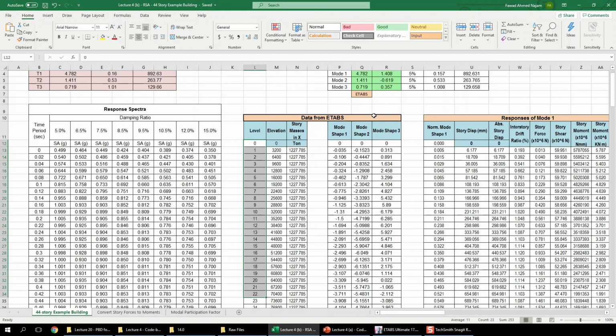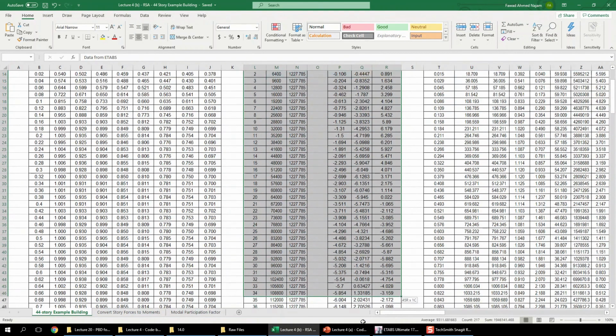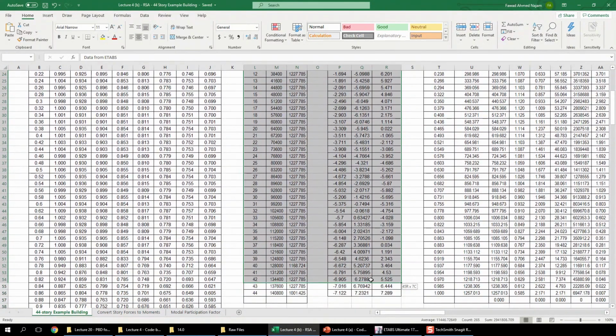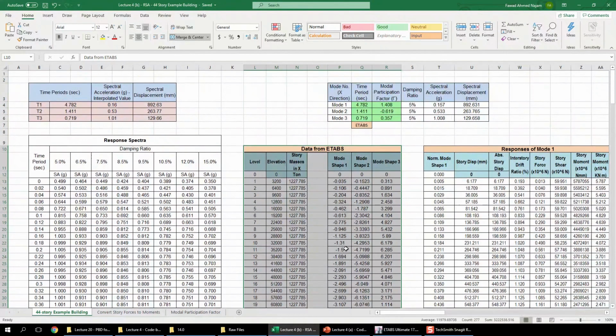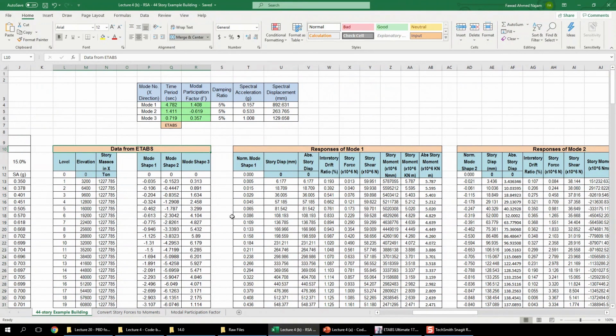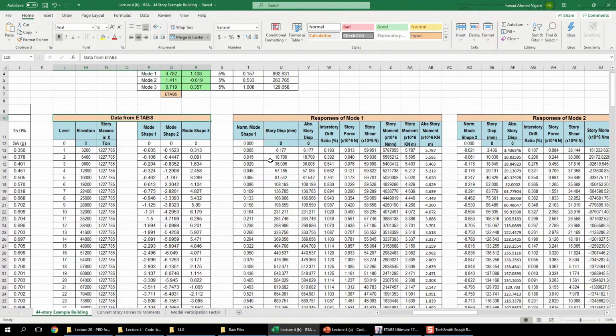So this is all the information which I have taken from ETABS, and I hope that you can also extract it for your structure. This is the information required to perform the manual calculations for response spectrum analysis. So now I will go to the calculations first, and then I will go back again to ETABS to confirm that my results are right.